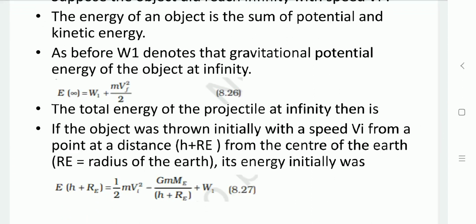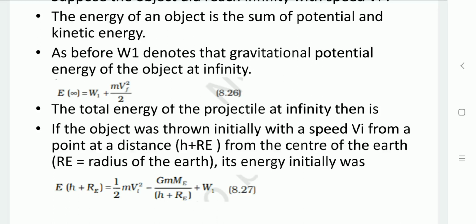If this object was thrown initially with the initial speed Vi from a point at a distance h plus Re, where Re is the radius of the Earth and h is the height from the surface of the Earth, then at that point the total energy E at h plus Re equals 1/2 m Vi squared, that is the initial kinetic energy, minus G m Me upon h plus Re, plus W1.